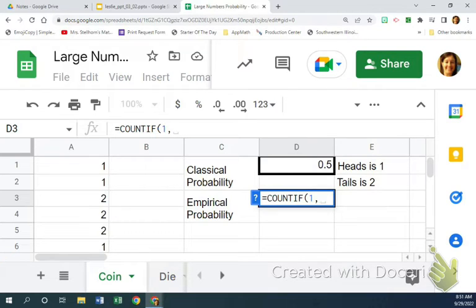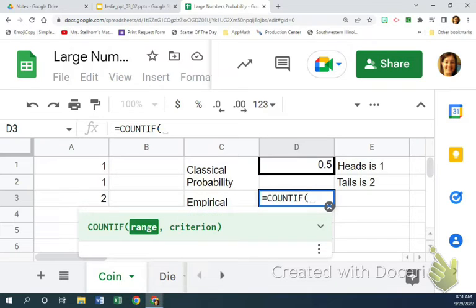Oh, wait, hold on. I might be doing this wrong. Let me click the question mark. Oh, I need the range first. Range means what is the cells? What's the cells? And then they want your criterion. That's where we're going to put the 1. So I'm going to count if, let's select the range.